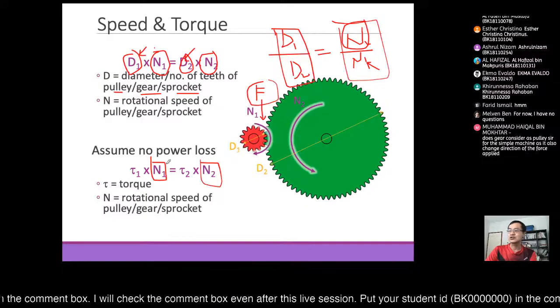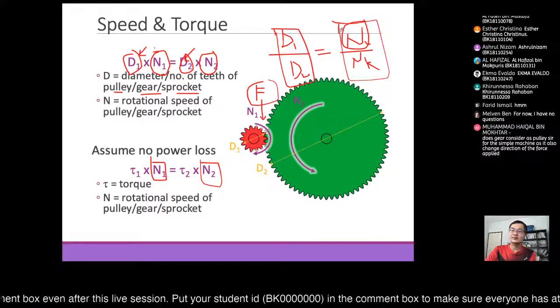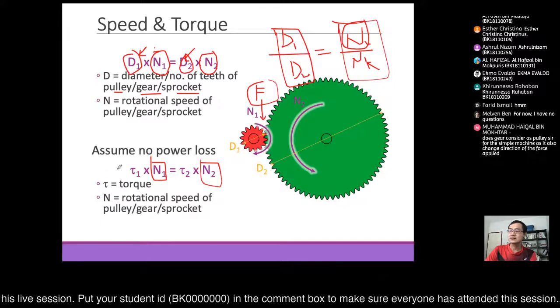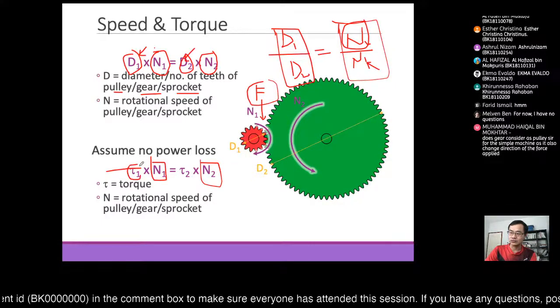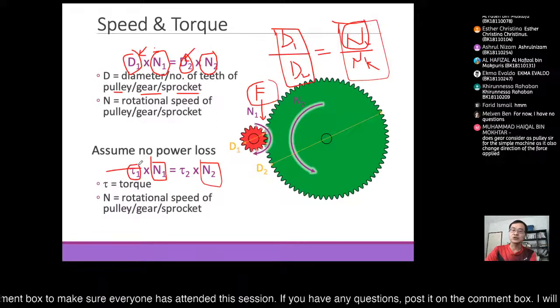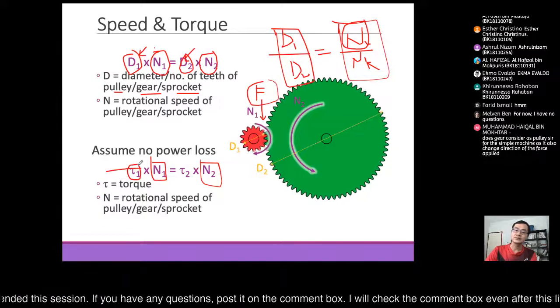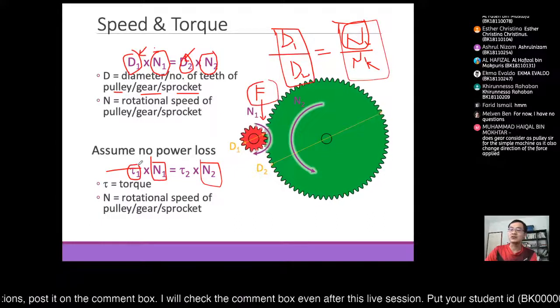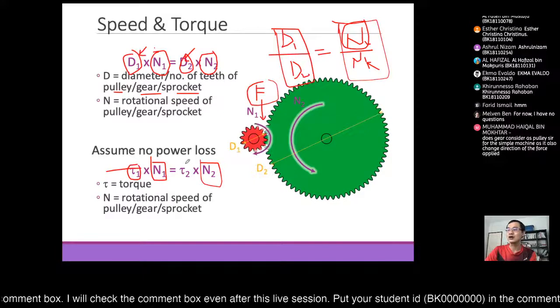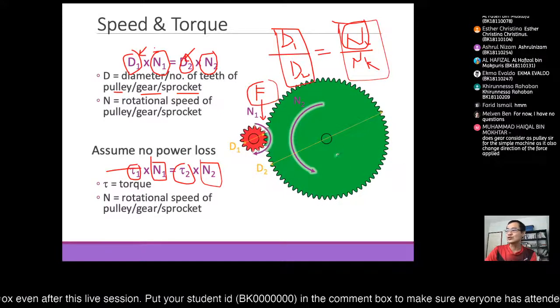Okay, so these two, let's say now we know this speed. And then for sure we also should know what is our input torque. It can be from the motor. If we do not know our input torque, then we should know our output torque. What is the load that we intend to lift up?